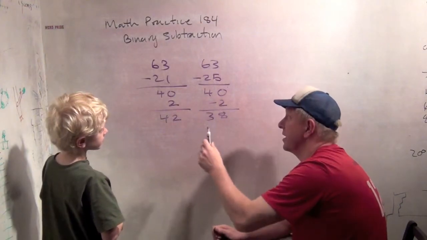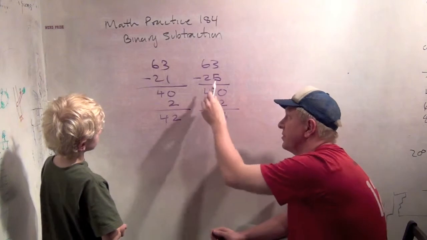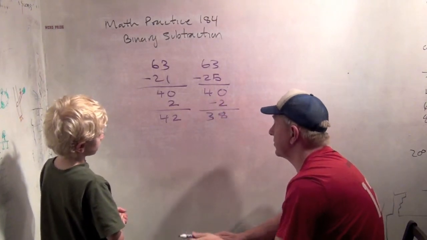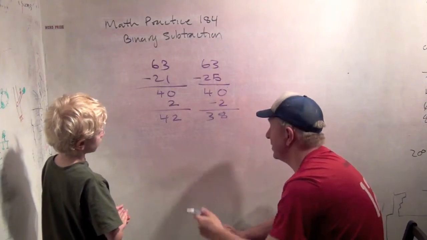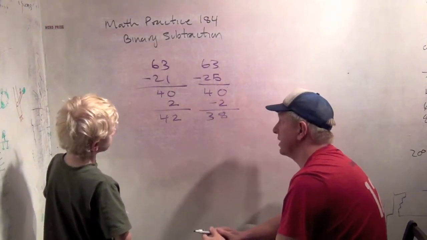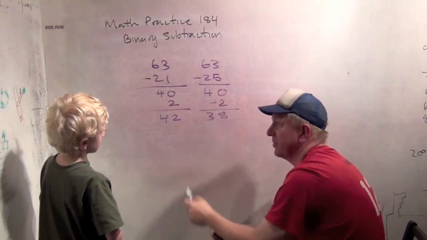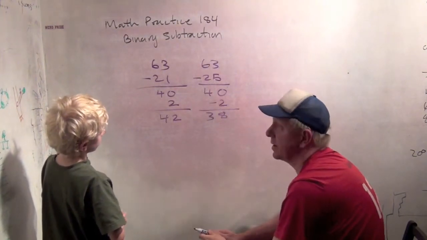So the hard thing that can come up in subtraction is sometimes we can get minuses when we subtract. So we have to figure out how to deal with that. Because are minus 2s allowed in decimals? No, we got to get rid of them. 42 is okay, but 40 minus 2 is really 38. Okay, so we have to figure out how to deal with that in binary.